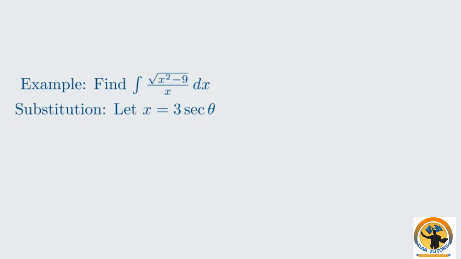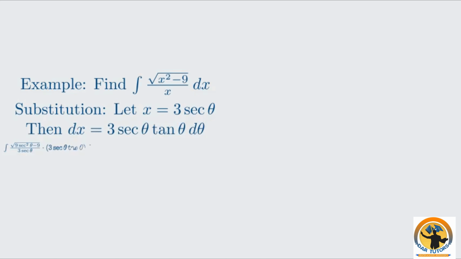Let's apply this to the integral of the square root of x squared minus 9, all divided by x. Here, a squared is 9, so a is 3. We substitute x equals 3 secant theta. The derivative dx is 3 secant theta tangent theta d theta.